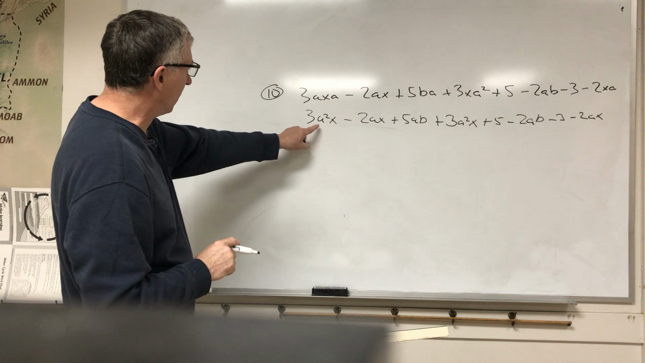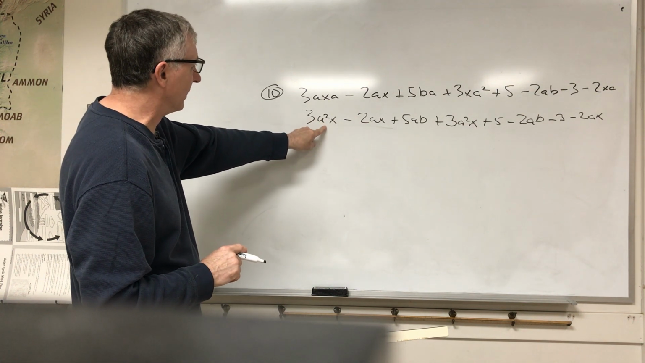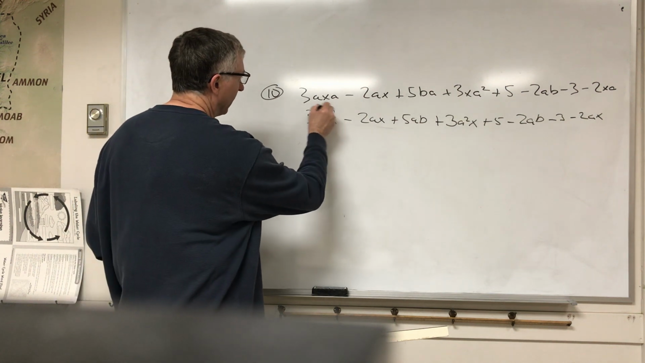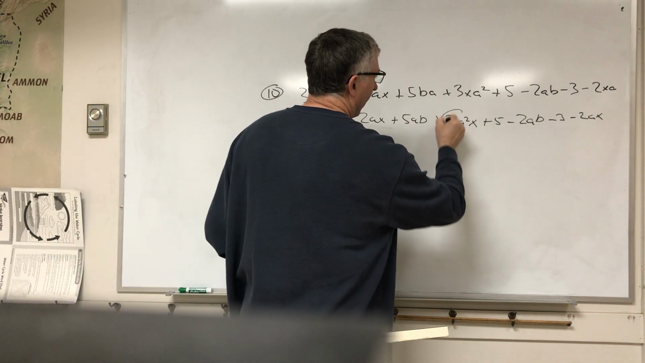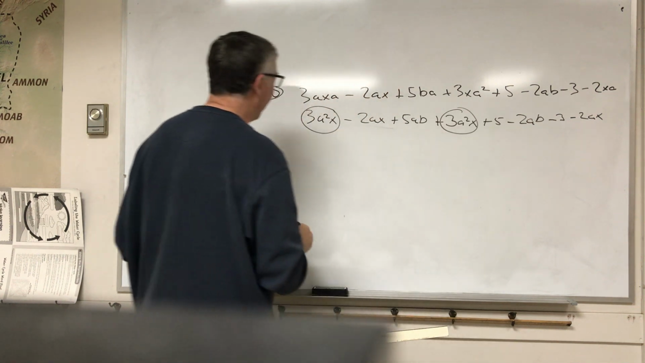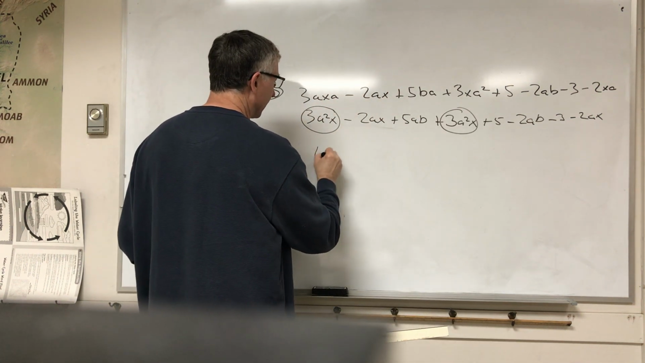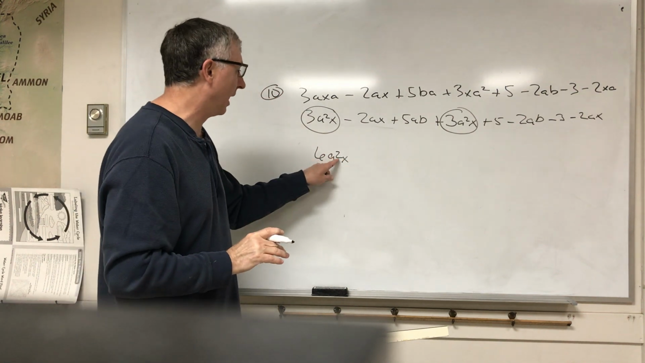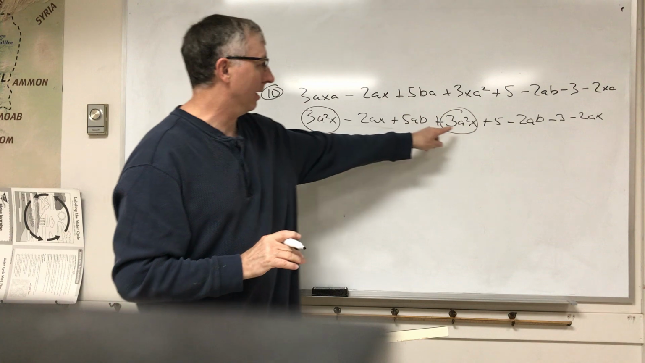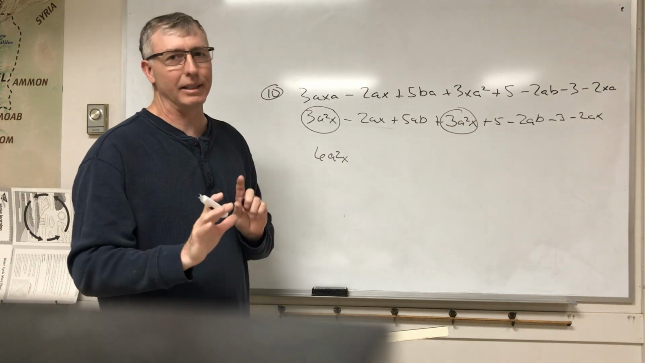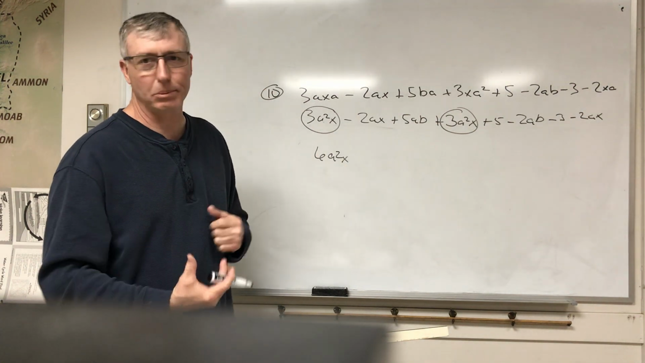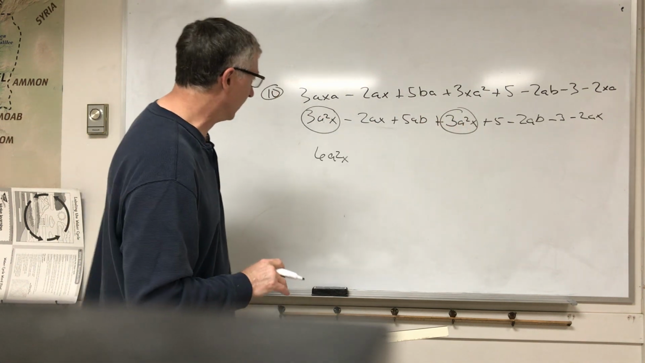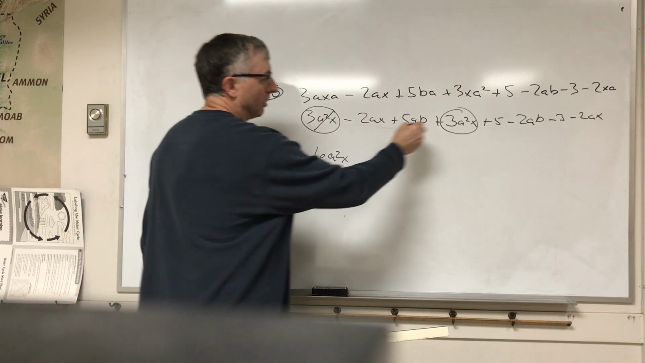I'm going to start here and combine the like terms of a squared x. I have this one here and this one here, and that's it. So 3 plus 3 is 6 a squared x. Remember, when I'm combining like terms, I don't do anything with the letters. When I add those terms, the letters stay the same. I cannot add exponents. I simply copy down the letters as they are. And so I'm going to cross those off because those are done.